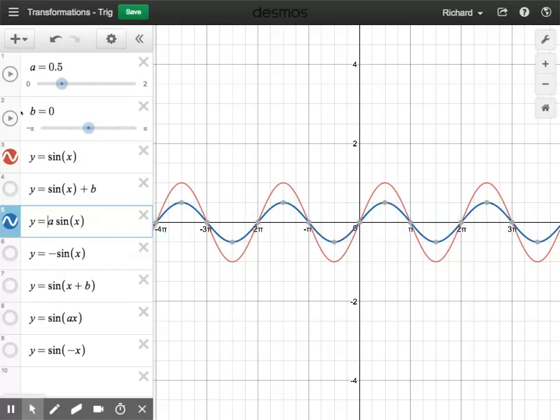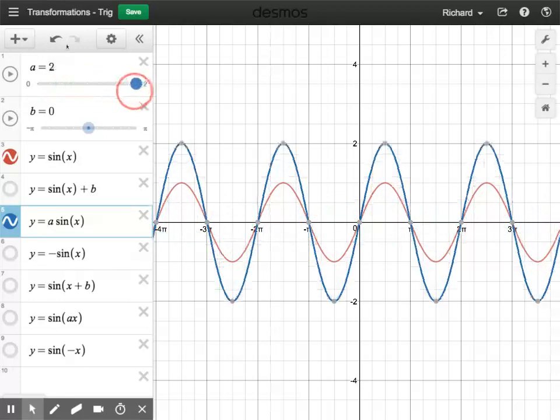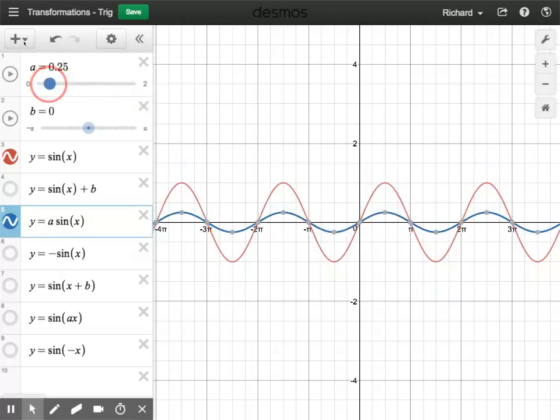Okay, that's a bit trippy. I'll leave it there. So that's it. Basically, the bigger A is, the more it stretches, and the closer it is to 0, the more it compresses. And when it gets to 0, it's a flat line.